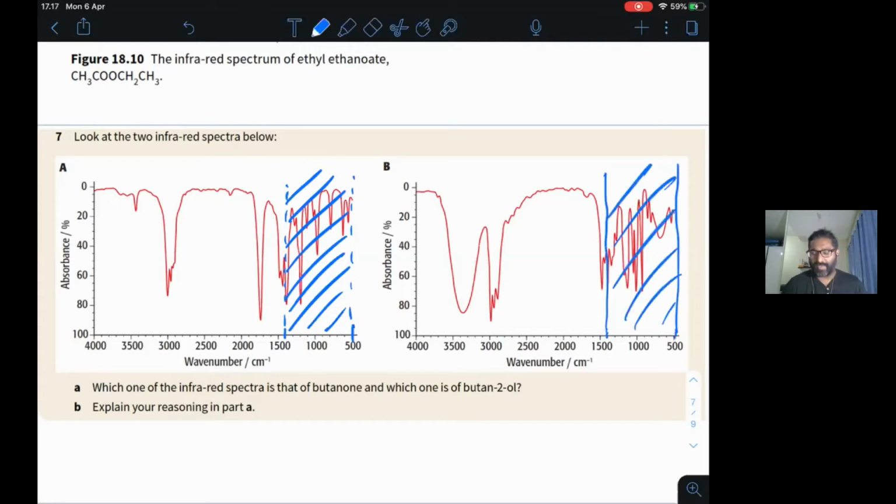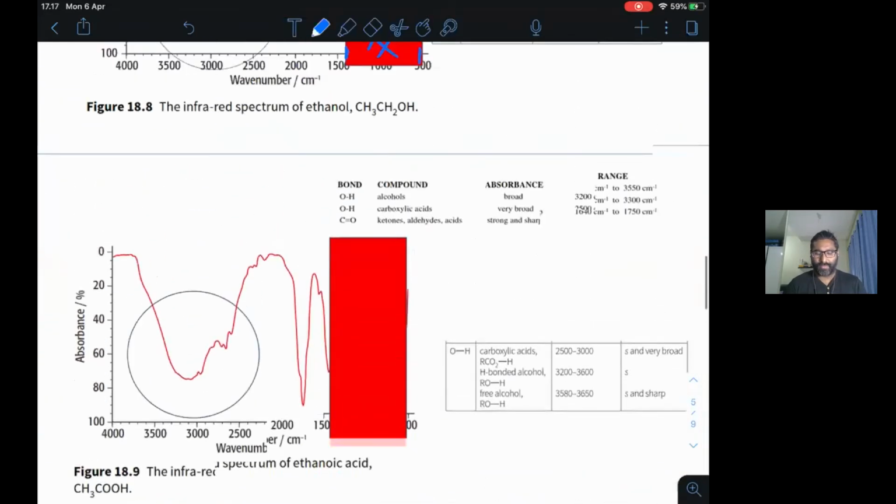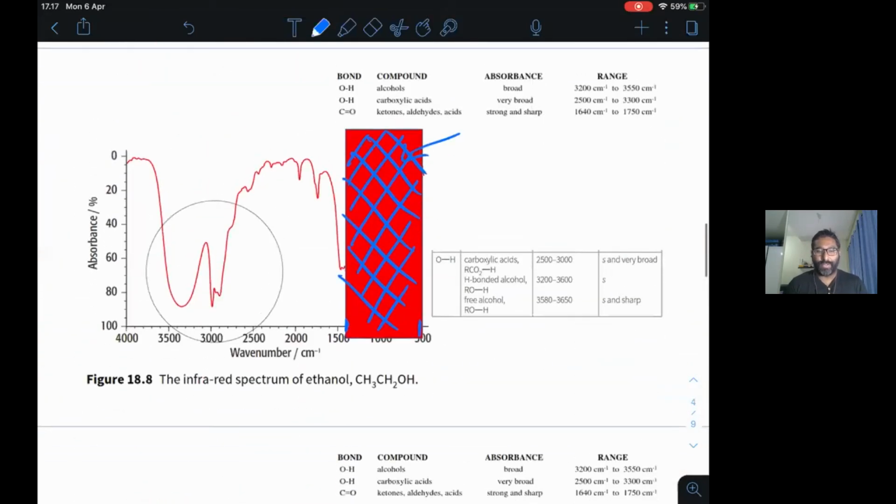So what do we see? Basically, we can see this region, this region, this region. Same, we can see these regions, maybe this region also. So if I just go back to the original example, this example is actually to show that this is going to be for ethanol, alcohol.